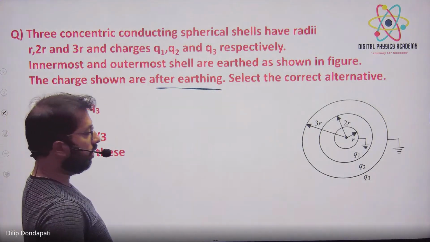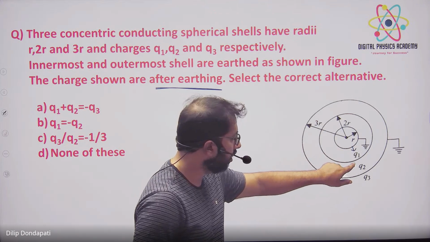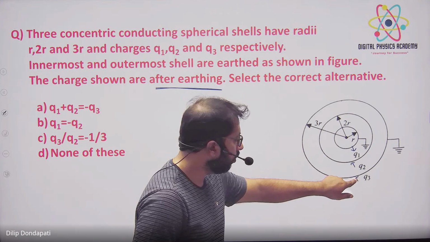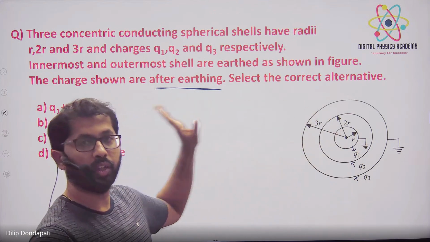Very important: whatever charge is shown, Q1 is for this one, Q2 is for the second shell, and Q3 is for this one. The charges are given after earthing, so there is no need to find the charge again. After earthing, the charges are given to you.